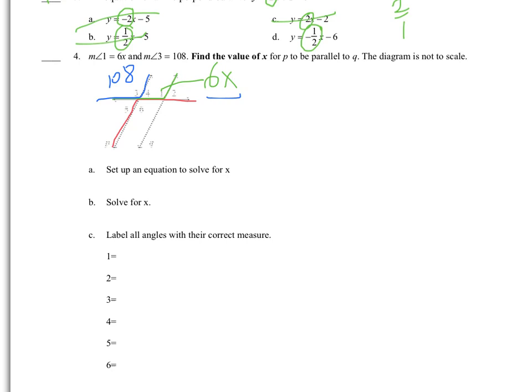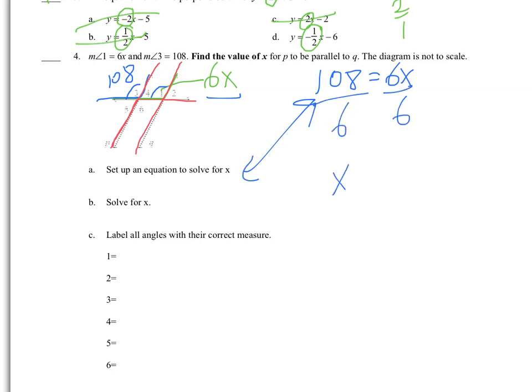We have these two lines, P and Q. Well, in order for these two lines to be parallel, these two angles must be congruent. And if they're congruent, we can set 108 equal to 6x. And that's my equation. Solve for x. X equals 18. 108 divided by 6 is 18. So we've solved for x.